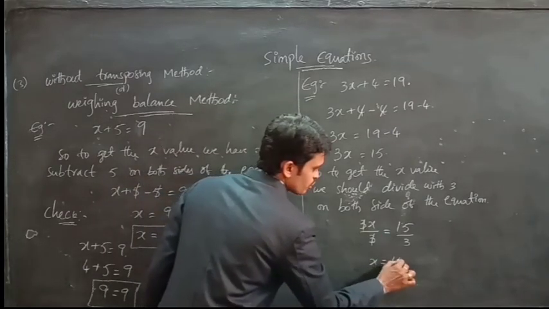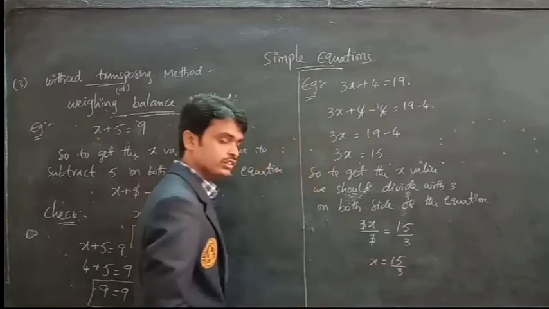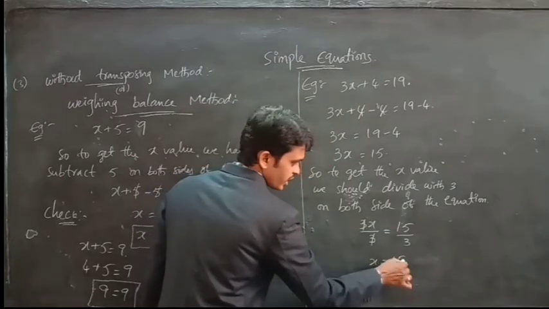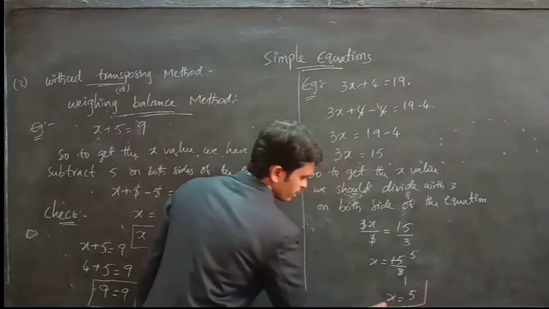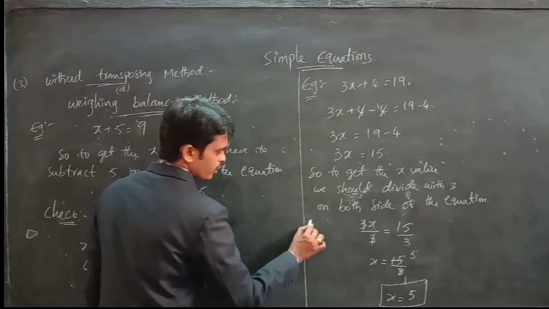Now x is equals to 15 by 3. So now 3 1s are 3, 3 5s are 15. Then x value is how much? 5. Now check.